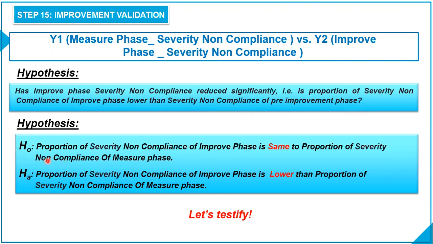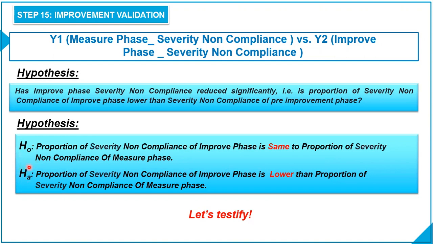So the null hypothesis is that the proportion of severity non-compliance of improve phase is the same as the proportion of severity non-compliance of measure phase, right? So non-compliances have not been reduced and hence there is no improvement. That's what the null hypothesis is saying.